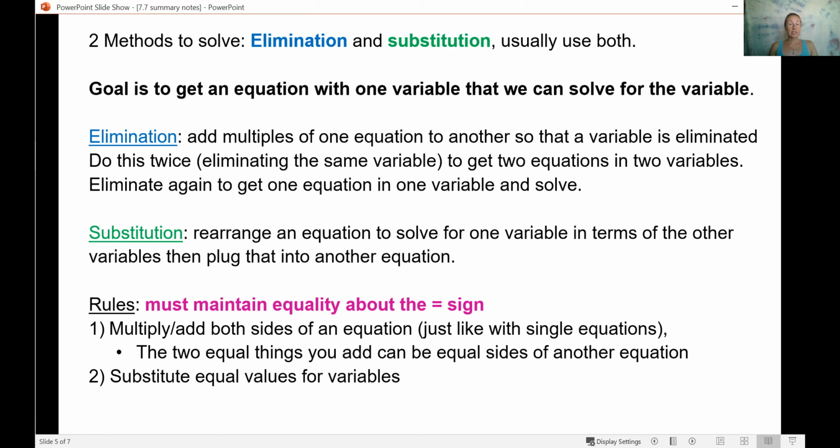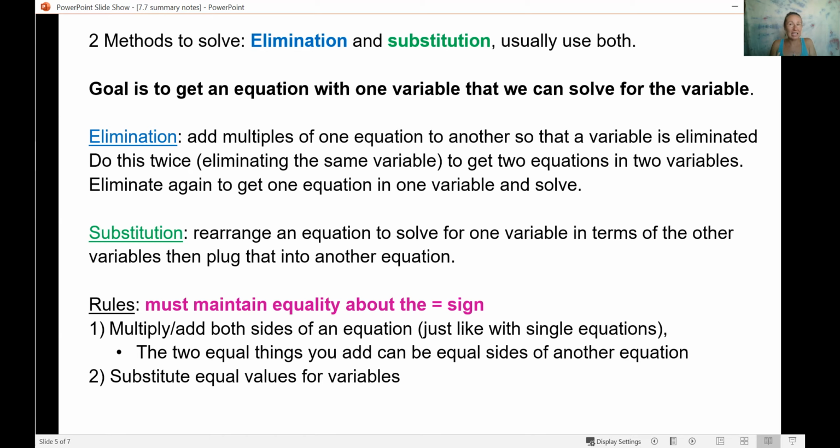What's important though is that you maintain equality about the equal sign. So everything that we do, we have to keep in mind that that equal sign has to continually be true, otherwise everything falls apart. So to maintain equality about the equal sign, that means we can multiply both sides of an equation by some constant term.